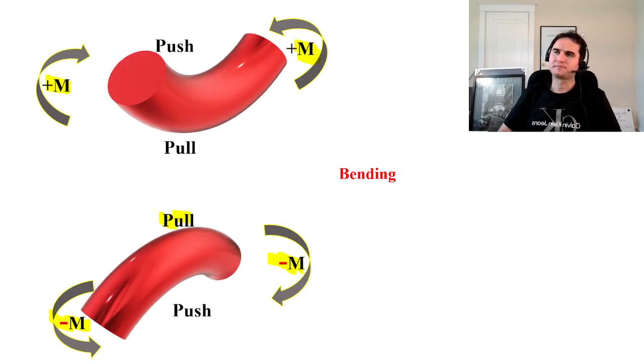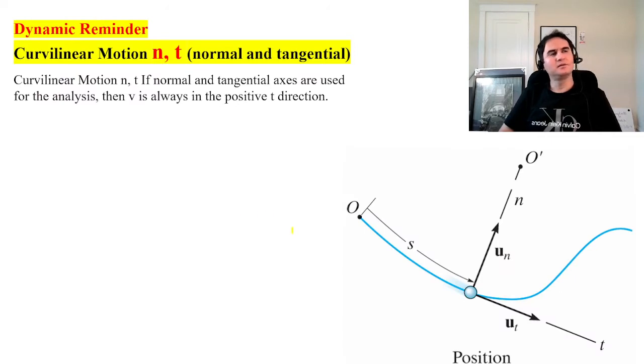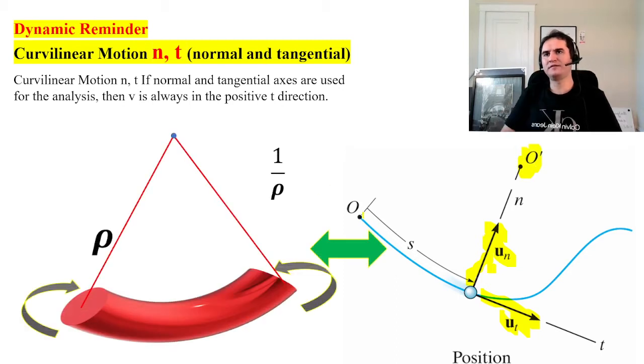Let's go back to a reminder of dynamics, to curvilinear motion in normal and tangential components. ut stands for the tangential unit vector and un for the normal, which points to the center. If we can connect that to rho and 1 over rho, which is the radius of curvature, and curvature itself, it's a good hint for the derivation of our formula.